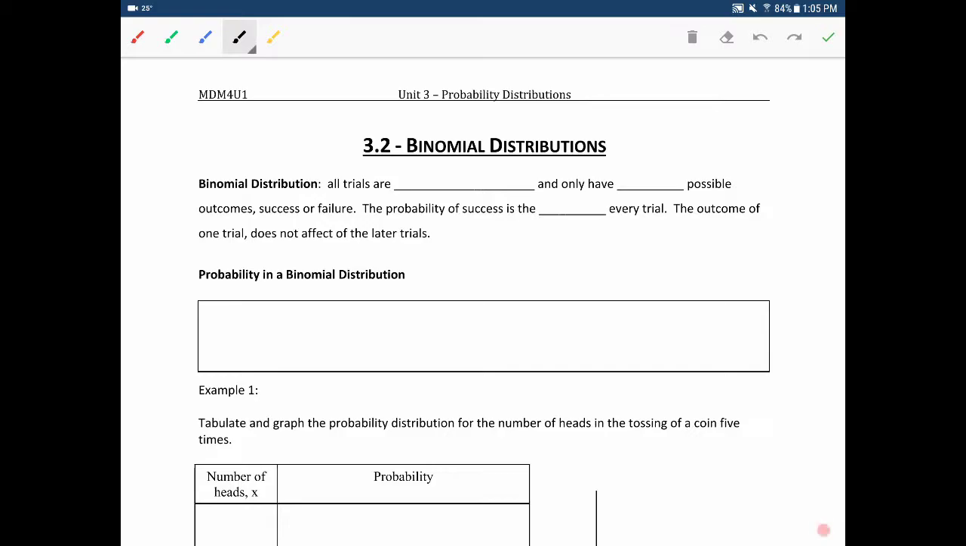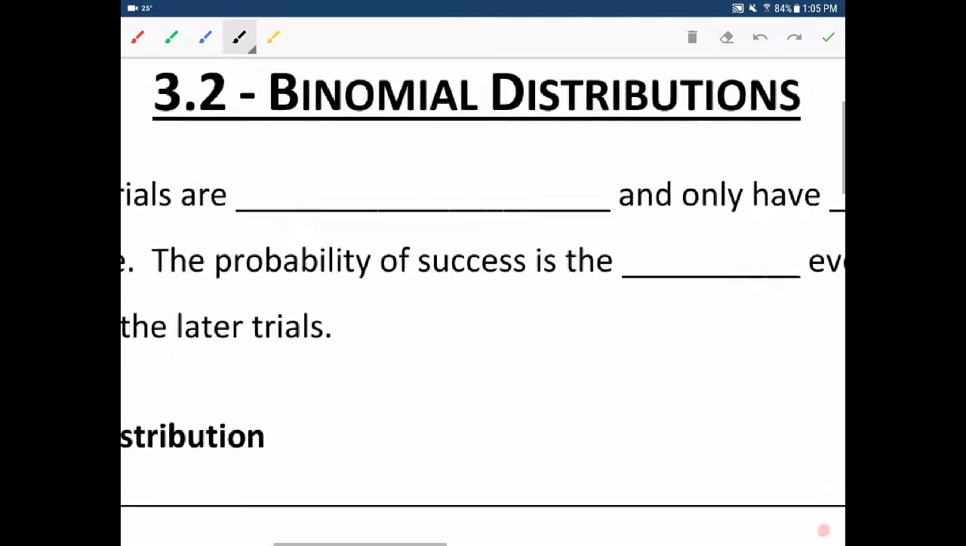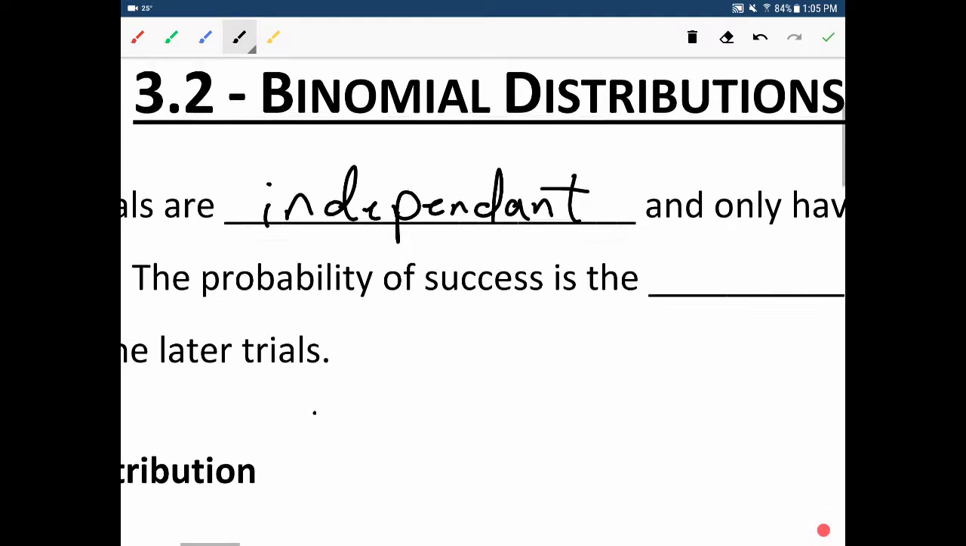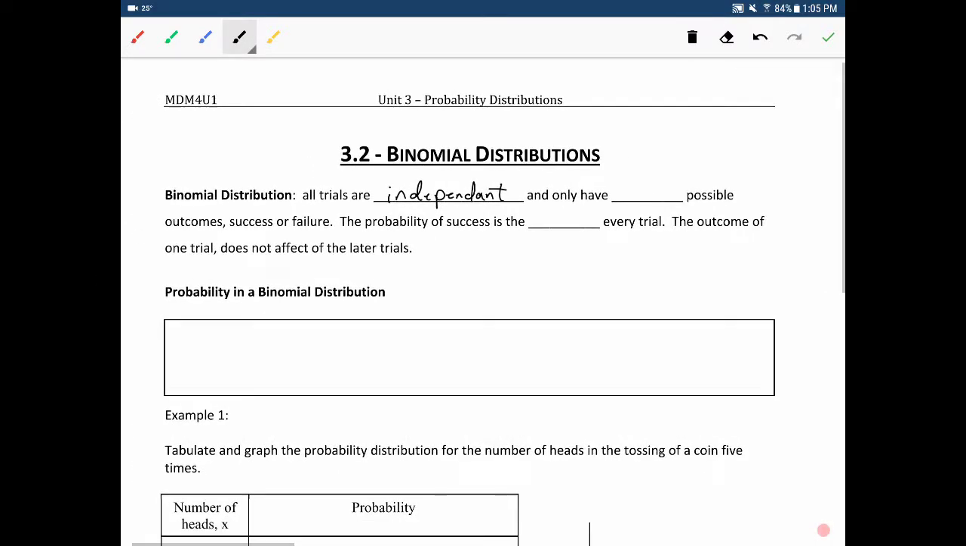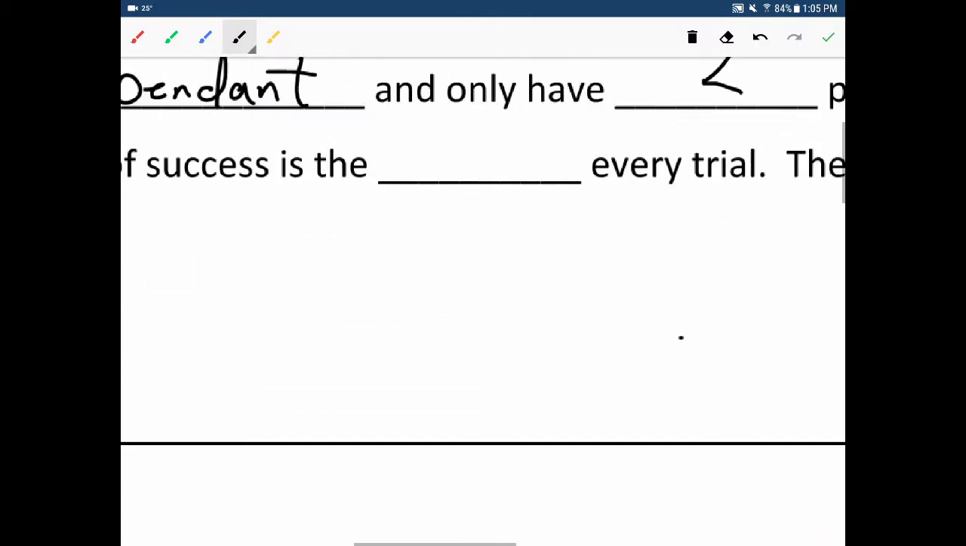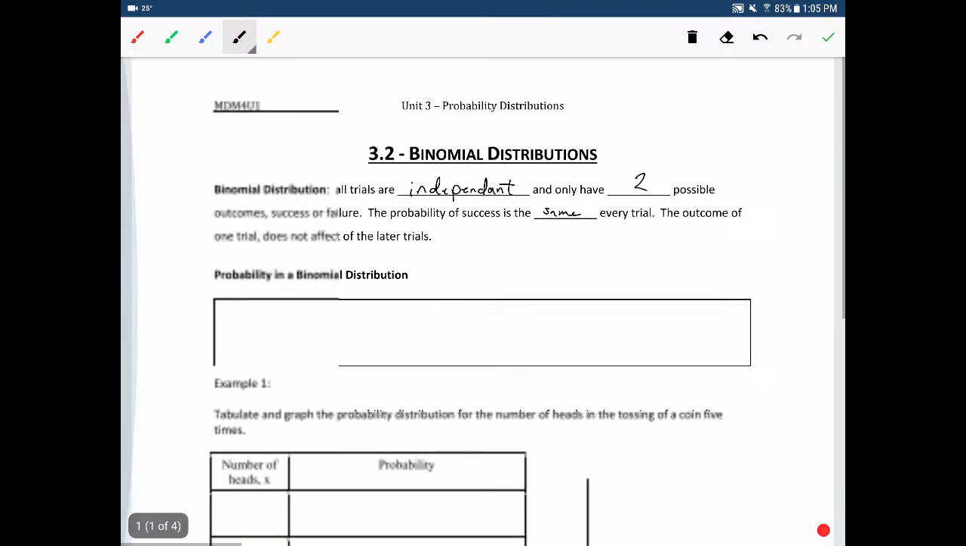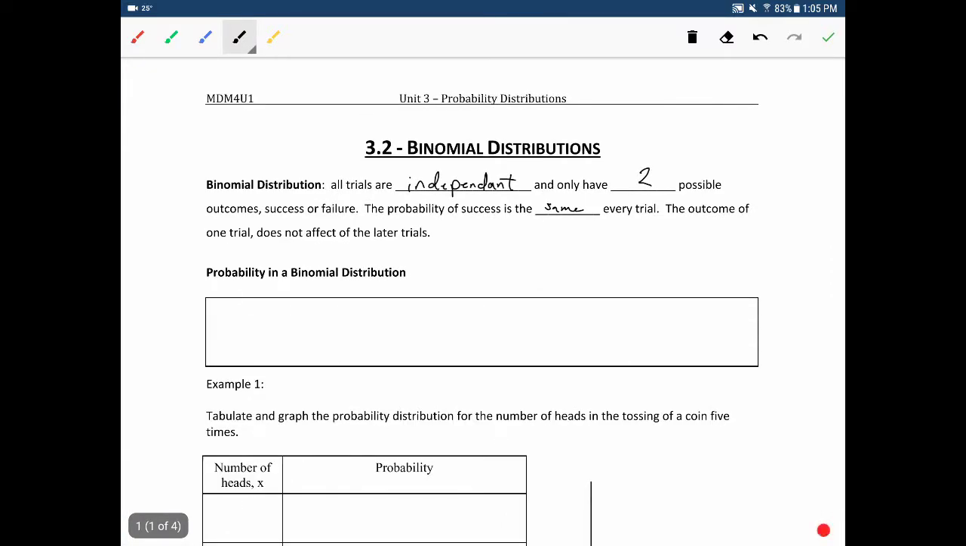First of all, for it to be a binomial distribution, all trials must be independent. By that I mean that they can't affect each other. Every time I have a trial, the probability stays exactly the same. It's consistent. Nothing affects that trial other than the trial itself. We only have two possible outcomes: success or failure. The probability of success is the same every trial. So the outcome of one trial does not affect the later trials.